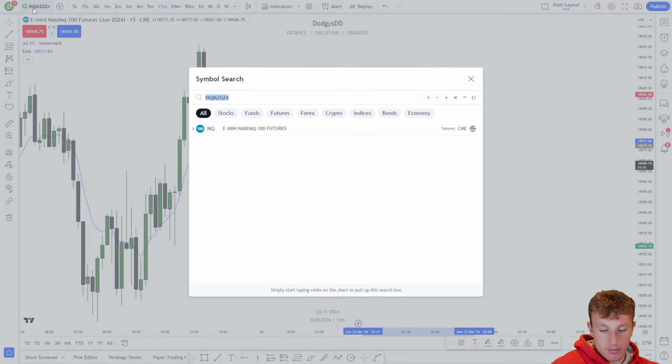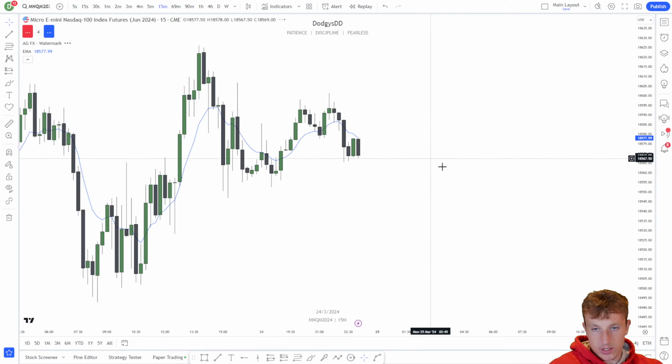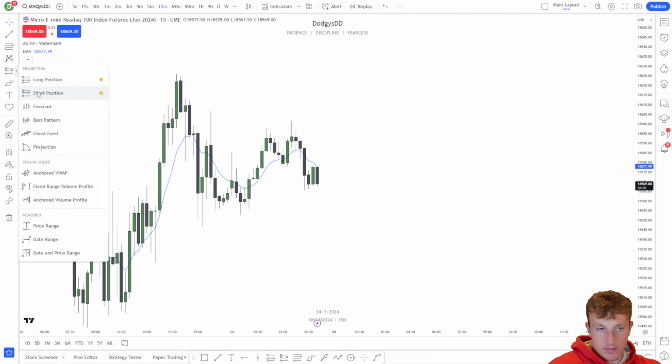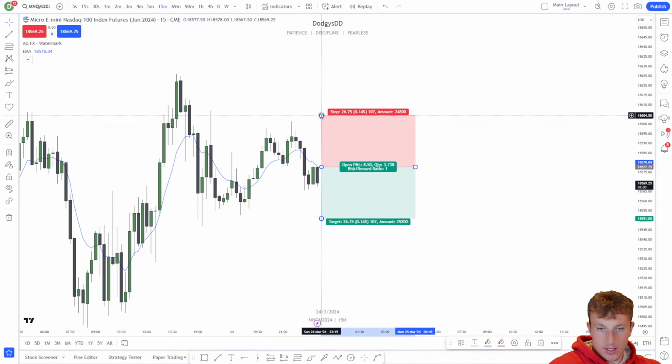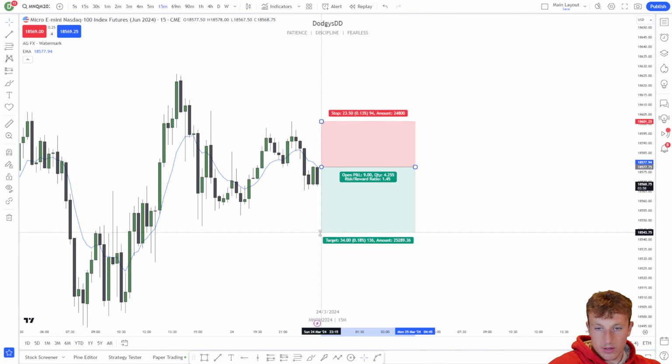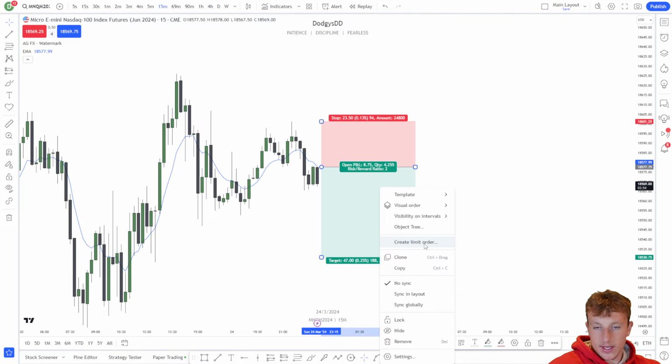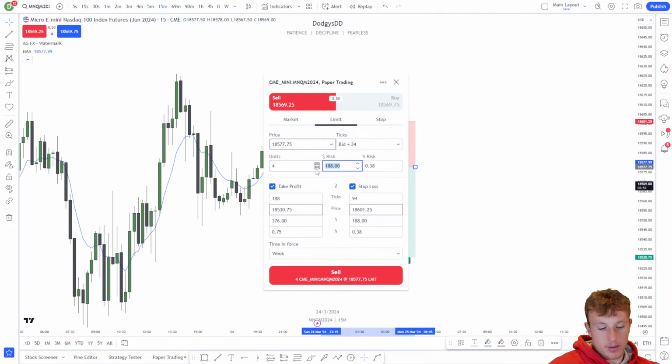We actually have to do this on the micros because this is going to be too much for this. So same thing on the micros. We're going to put a limit here, stop loss at the high, and go for a 2 to 1R. We're going to right click, create limit order, type in 250 because that's how much we can risk. And it allows us to risk 5 contracts.